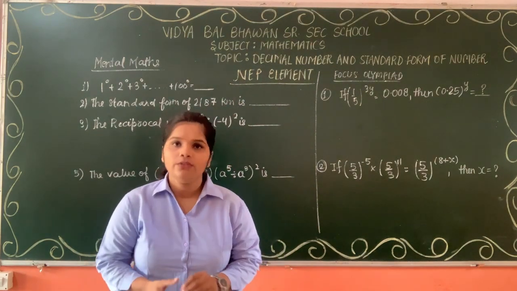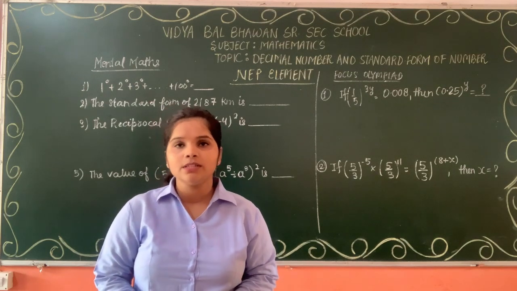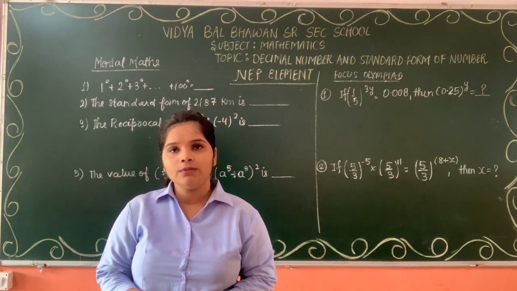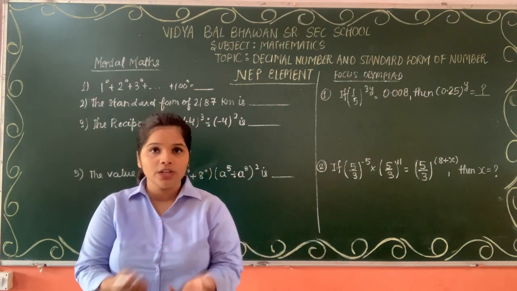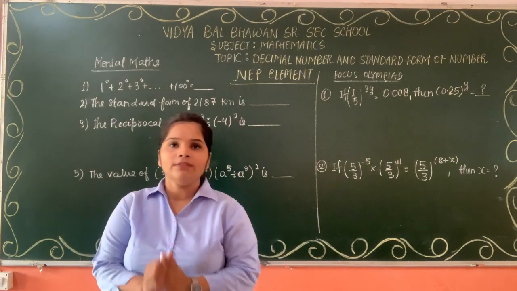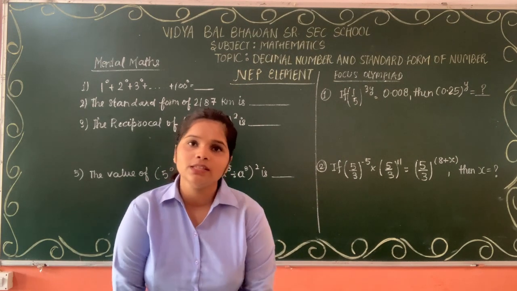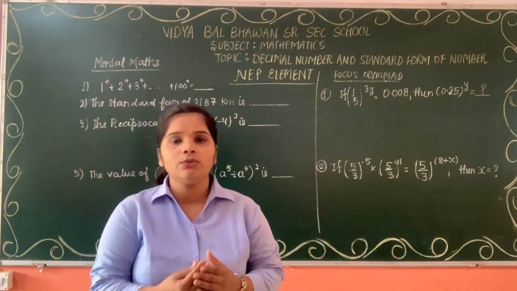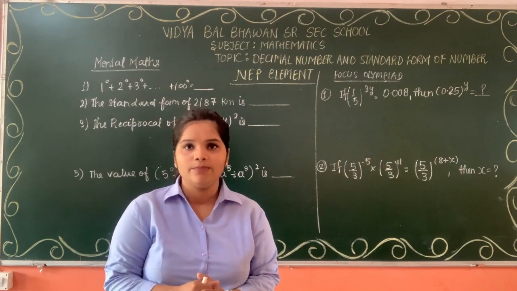So till now we have discussed the introduction of exponents and powers, laws of exponents and powers, how to write the expanded form of a number in terms of exponential form of 10, and then the standard form. So we have completed the chapter exponents and powers. Now we are going to discuss and solve some of the questions related to NEP.